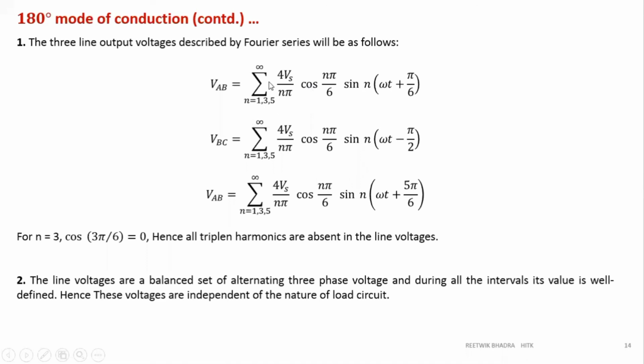So n equals 1, 3, 5 to infinity. And according to our discussion, if you put n equal to 3, cos 3 pi by 6 will be 0, that is cos pi by 2. Hence all triplen harmonics are absent in line voltages. Yesterday also, in machines, I told you that triplen harmonics don't exist. So you can see over here also the same thing: triplen harmonics become 0 and they are absent in the line voltage.